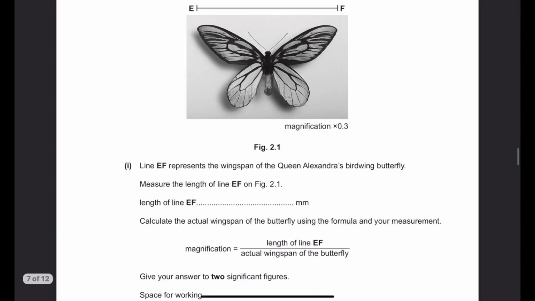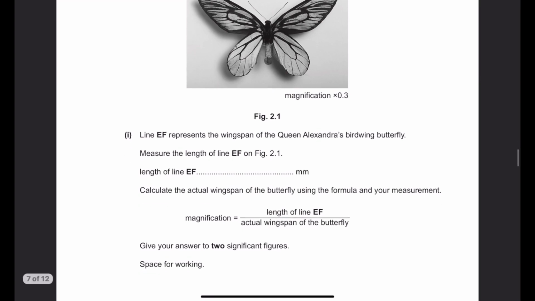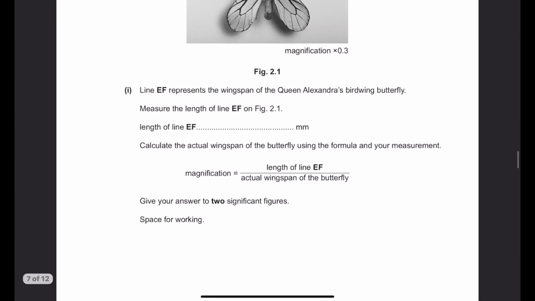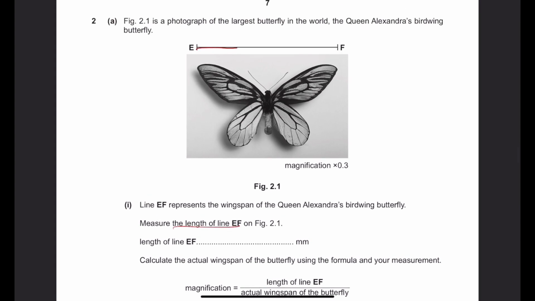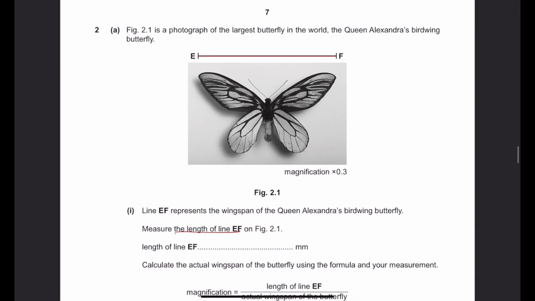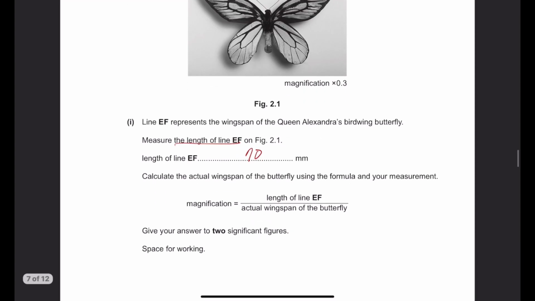Because all you need to find is the magnification, or you have to find the actual length or the image length. Quite often it asks you about the actual length or the magnification. You just have to measure it. So it says measure the length of the line, so you just have to measure the line, which I don't actually know. It can be anything. It depends on the actual paper that you're given. So let's say the length of the line is about 70 millimeters, like 7 centimeters.